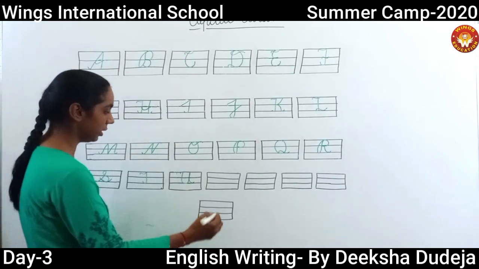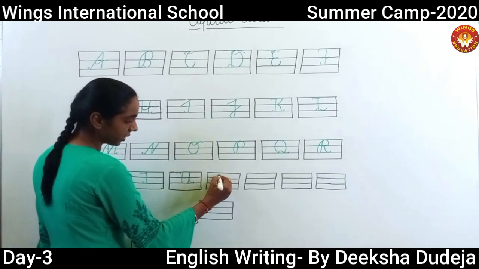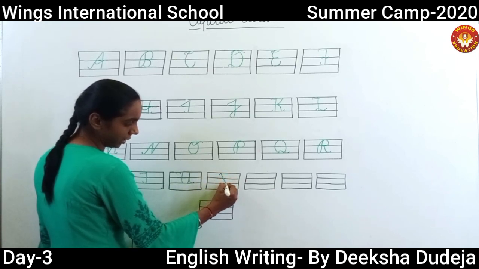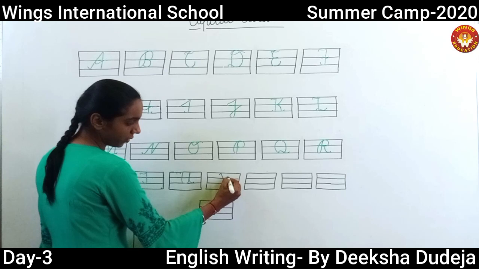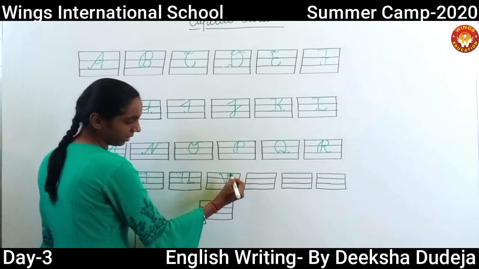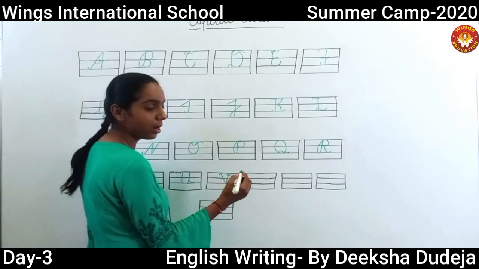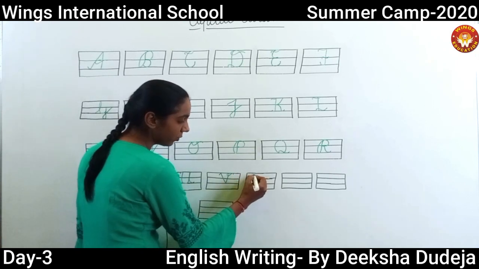Next is V. We start from first line. I draw a slanting line, first line to third line. And I draw again a slanting line, third line to first line. And I round, small round, and I touch first line. V.